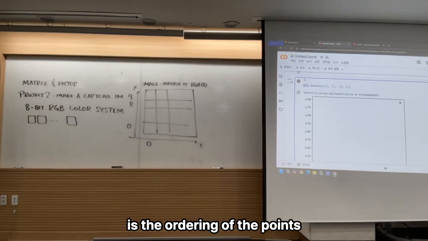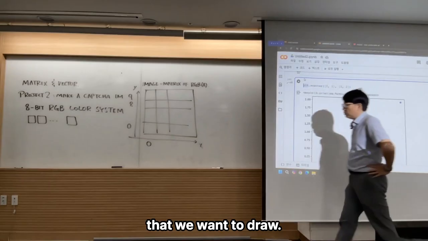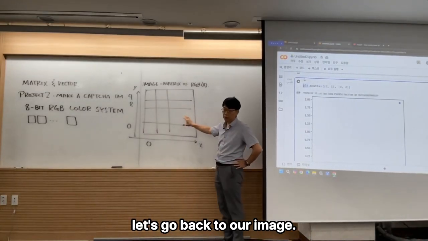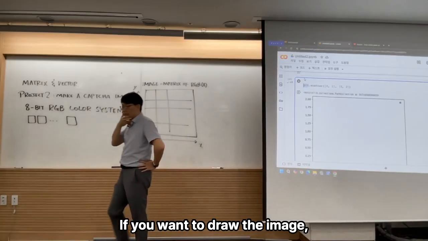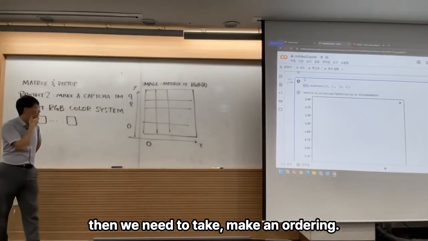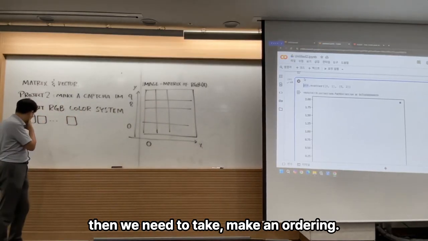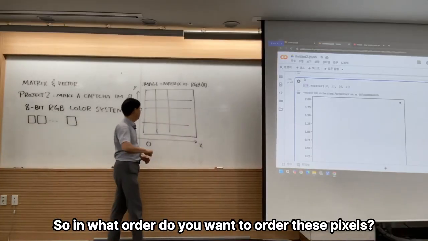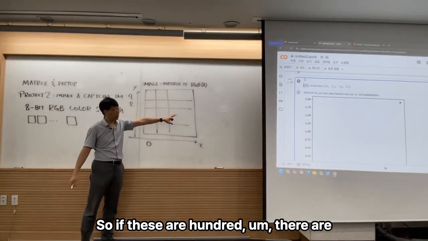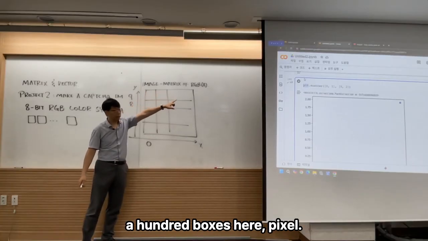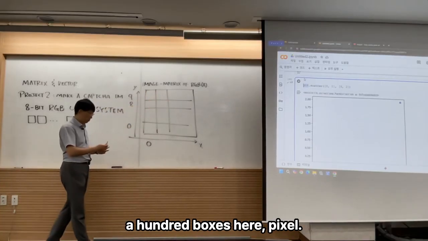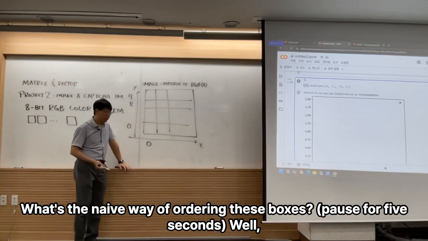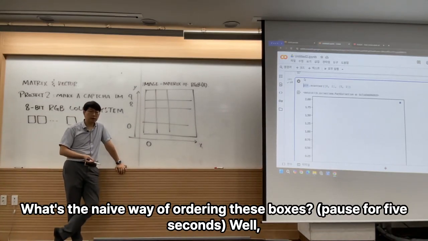So what we need is the ordering of the points that we want to draw. Now let's go back to our image. If you want to draw the image, then we need to make an ordering. In what order do you want to order these pixels? There are 100 boxes here, 100 pixels. In what order do you want to order them? What's the naive way of ordering these boxes?